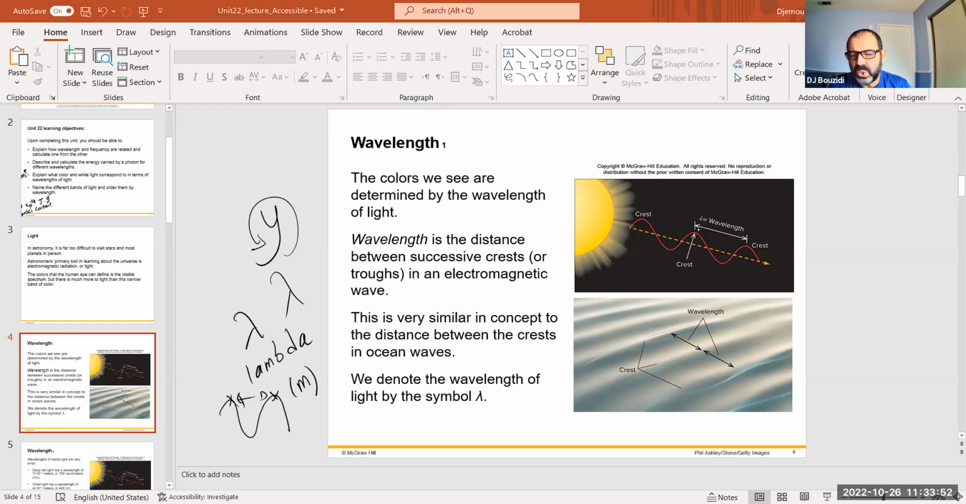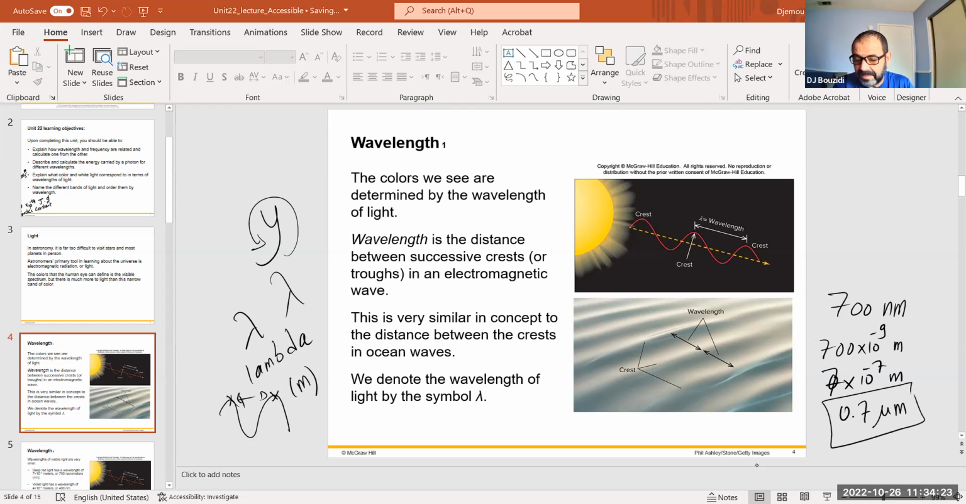Granted, for light, for example, it's too short. We don't really use a meter, we use a micrometer, even a nanometer. For example, for the red light, it's 700 nanometers. If you wish, it's 700 times 10 to the negative 9 meters. So if you want to use a meter still, it's 7 times 10 to the negative 7 meters. It's a very, very tiny number. Or if you wish, it's the same number, by the way, I'm writing it in different formats, 0.7 micrometer, which is a lot thinner than your hair.